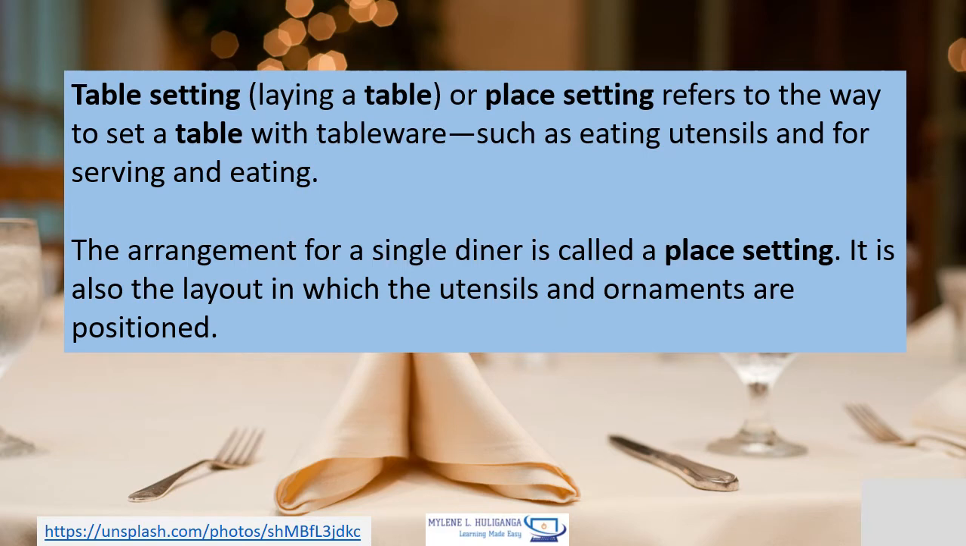Table setting, or laying a table, or place setting, refers to the way to set a table with tableware, such as eating utensils, for serving and eating. The arrangement for a single diner is called a place setting. It is also the layout in which the utensils and ornaments are positioned.